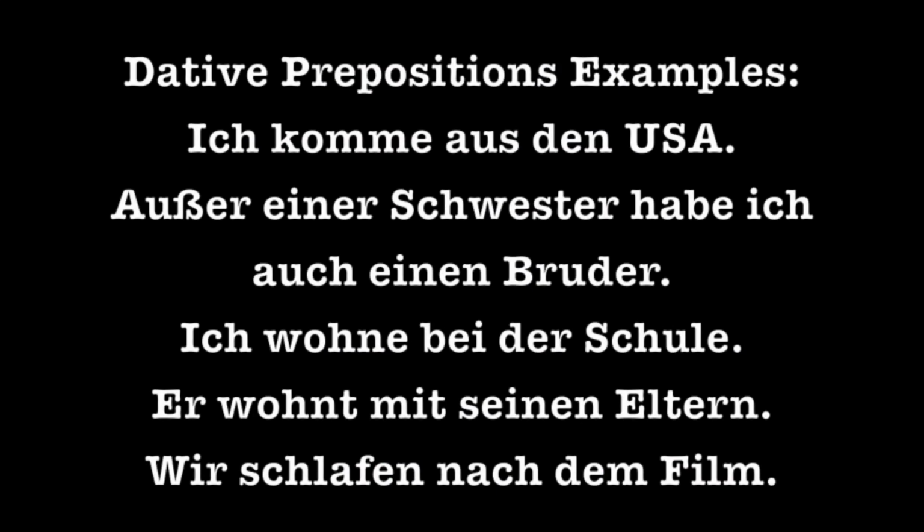Ich komme aus den USA. I come from the USA. The USA is actually an abbreviation for the United States of America, which means that it's plural because of states, which is why it takes den for den USA. Außer einer Schwester habe ich auch einen Bruder. Besides a sister, I also have a brother. Ich wohne bei der Schule. I live near the school. Er wohnt mit seinen Eltern. He lives with his parents. Wir schlafen nach dem Film. We are sleeping after the film.